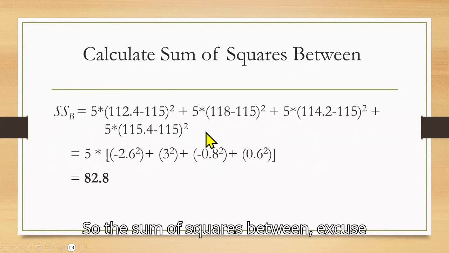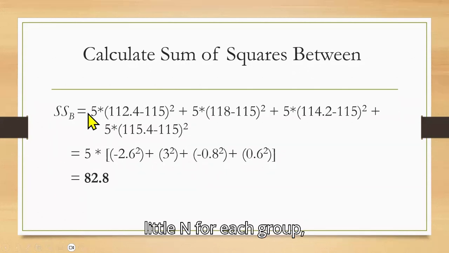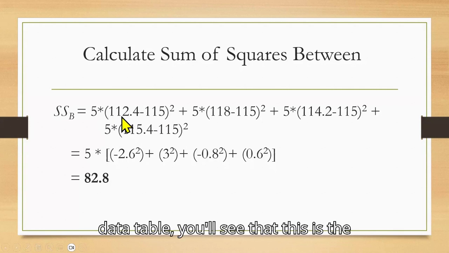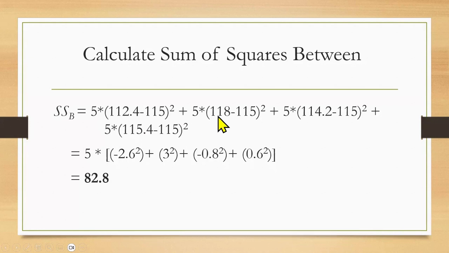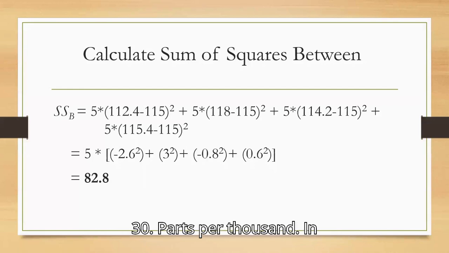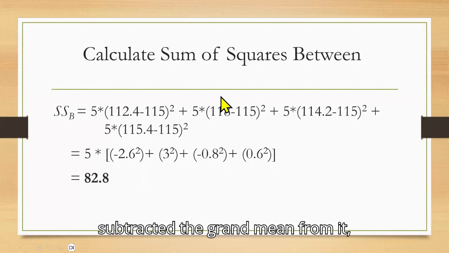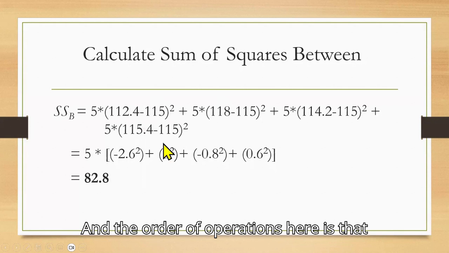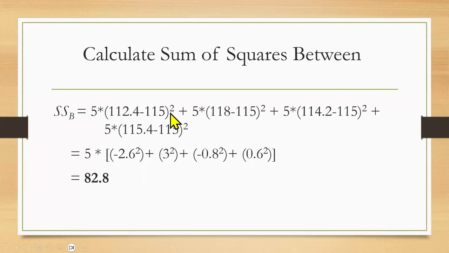So the sum of squares between, excuse me, we're going to calculate it by taking little n for each group, multiplying it by the group mean minus the grand mean. All right, so if you look back to the data table, you'll see that this is the group mean of the first group, 118 is the group mean of the second group, 14.2 is the group mean of the third group, and 115.4 is the group mean of the fourth group, the 30 parts per thousand. In each of these deviations, we've just subtracted the grand mean from it. All right. Then we're going to square those. And the order of operations here is that we're going to first do the subtraction, and then we're going to square.